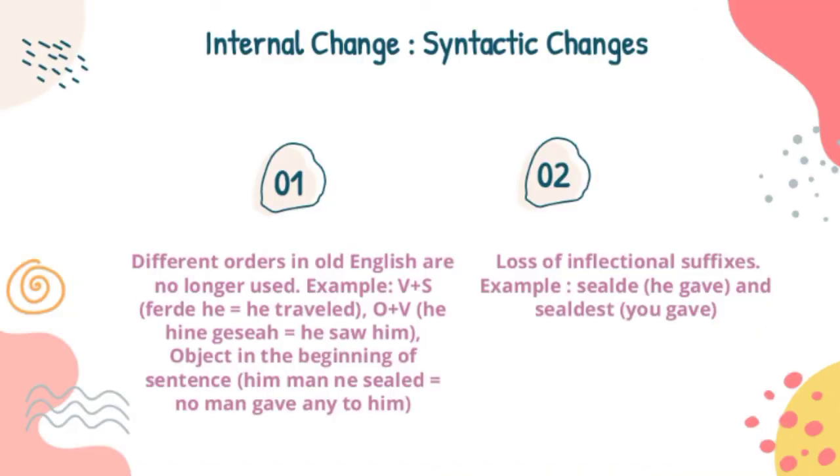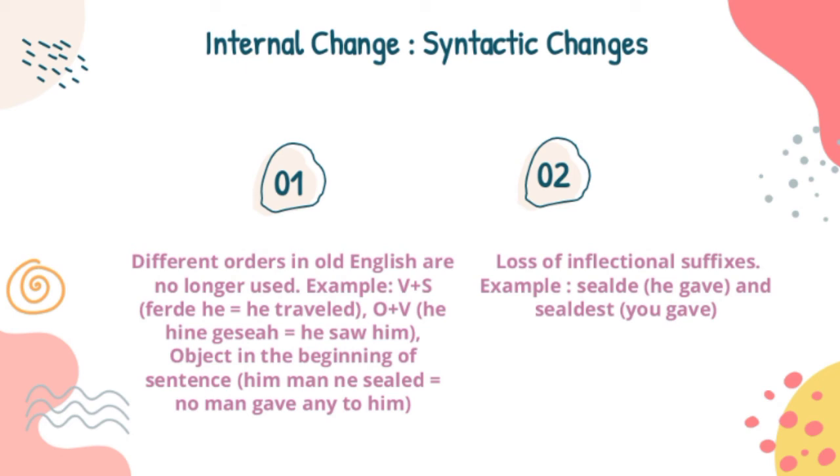Moving on to the second internal changes, we have the syntactic changes. Some noticeable differences between the structure of sentences in Old and Modern English involve word order. In the Old English text, we find the subject-verb-object order most common in Modern English. But we can also find a number of different orders that are no longer used. For example, the subject could follow the verb, so it's verb plus subject. For example, verdehi, he traveled.